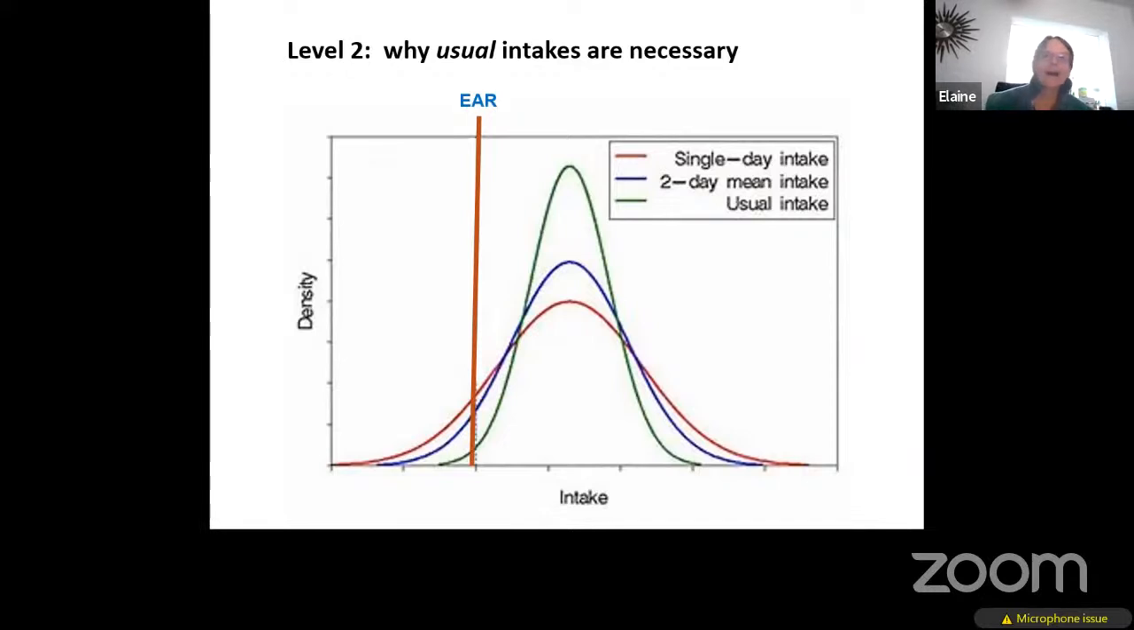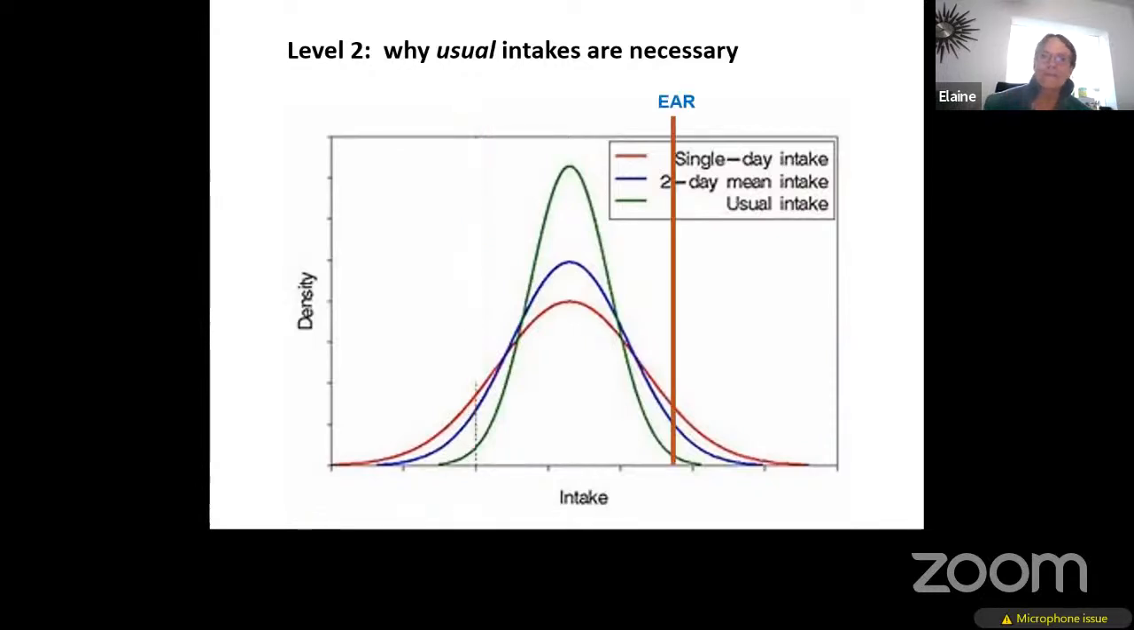Now I'm going to look at why it's important to have usual intakes if you're using the EAR cut point method. As you can see here, we've got the usual intake distribution, and then if we only had 1 day of intake distribution, you can see if we had usual intake distribution, we'd be estimating maybe about 2% at risk of inadequate intake. But if we only had 1 day, we'd be estimating about 20% at risk of inadequate intake. So we'd be overestimating the problem in the population if we only had 1 day of intake.